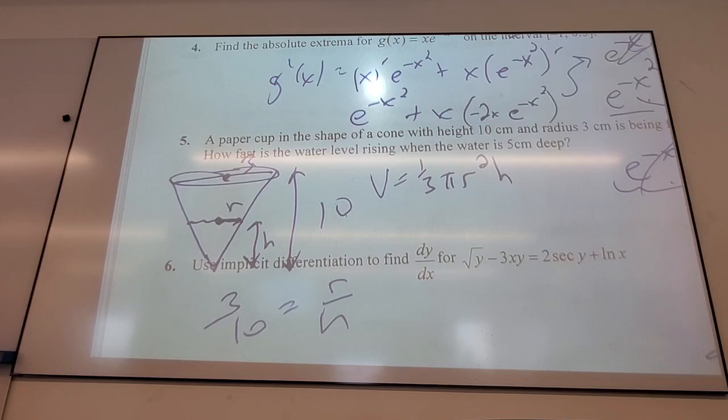And then you'll only have one variable. The volume is dependent on H. Just multiply by H. R equals 3H over 10. So put that in place of R. Is that okay? I love you guys.